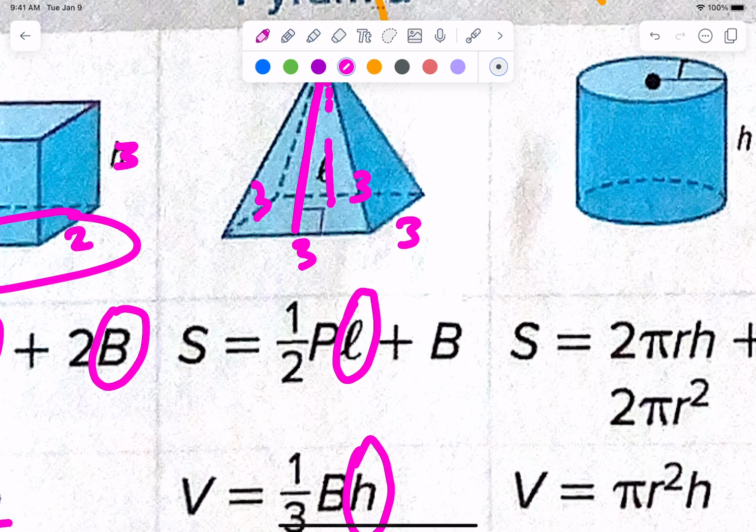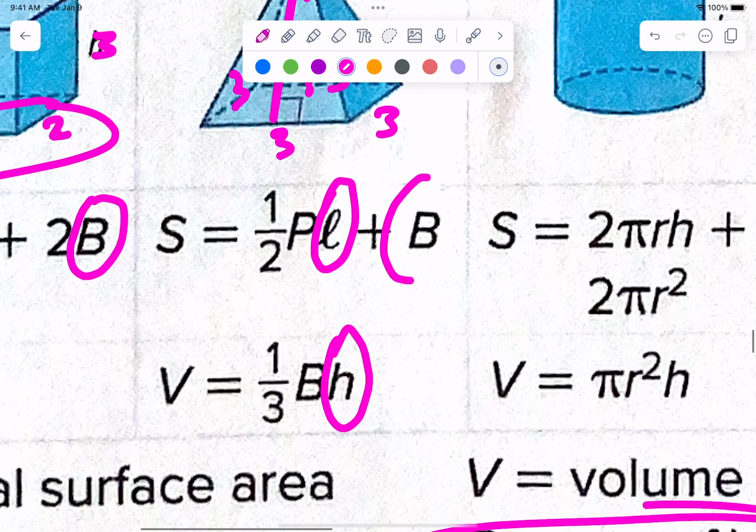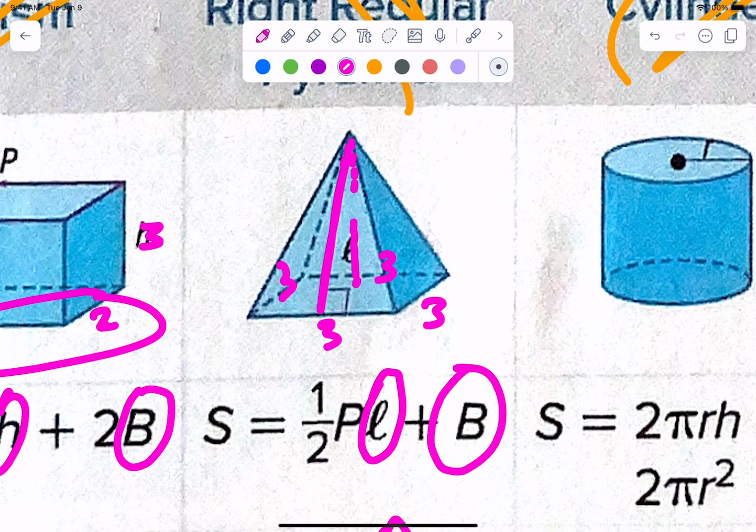All right, we have slant height and we have regular height. And then we have capital B again, which is the area of the base. What's the area of this base? 9, 3 times 3, okay.